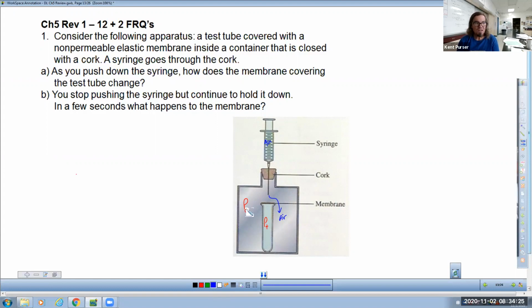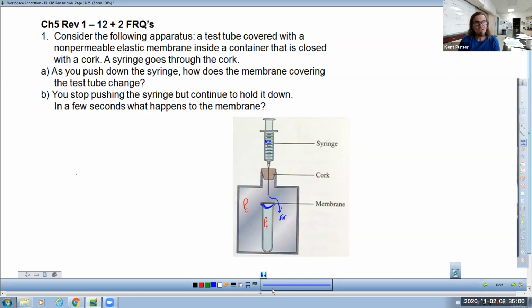If the pressure inside the container increases, then it's going to push the membrane down like this in order to compensate, so that it has more volume inside the container, so that the pressure inside the container goes back to equaling the pressure inside the test tube, right? So we're going to see that membrane push down just a little bit to equalize pressures inside and out of the whole apparatus. You stop pushing the syringe, but continue to hold it down.